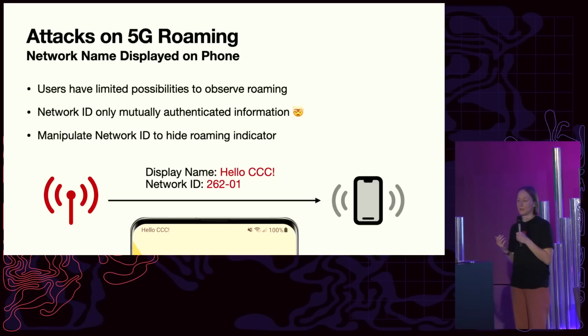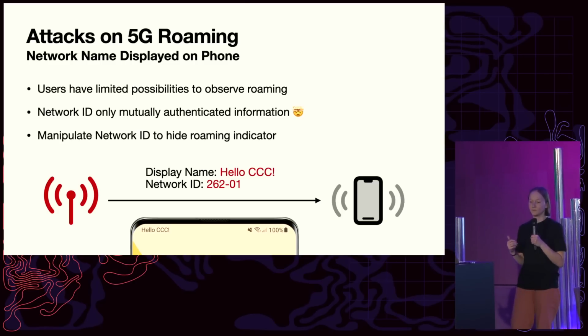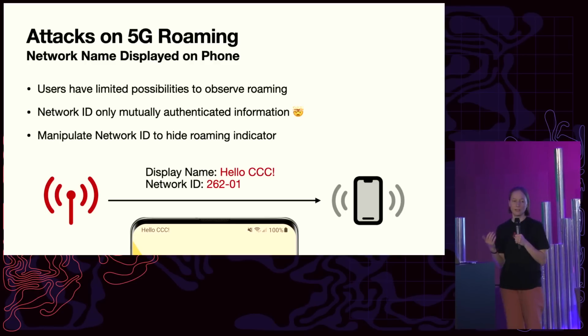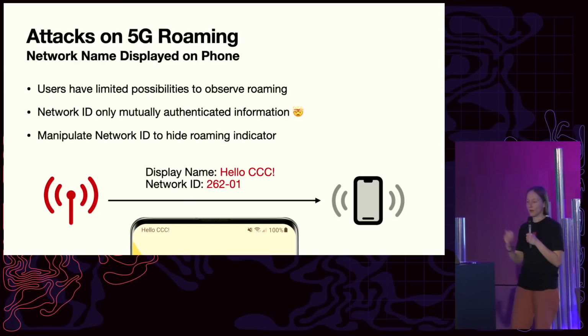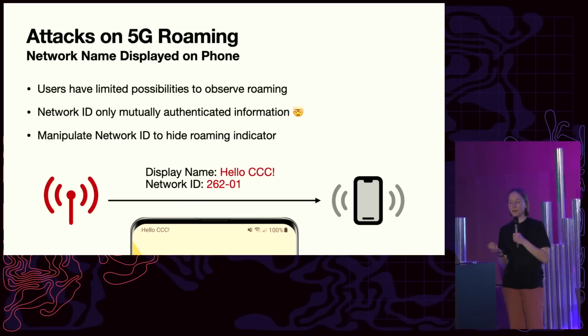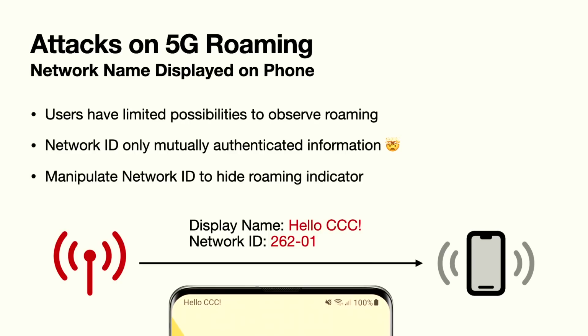So the idea is that for an attack, an attacker could choose a network name the user would expect to see. So if you're traveling to Spain and you just see a Spanish network name there, then you feel like you're connected to a legitimate network. But in real life, it could be somebody else posing as this Spanish network. And an attacker could even make this roaming indicator disappear by just using the network ID your phone is bound to and your phone knows as your home network ID. So, like in the screenshot here, if you just announce that we have the network ID of your home network, then there's no roaming indicator anymore.